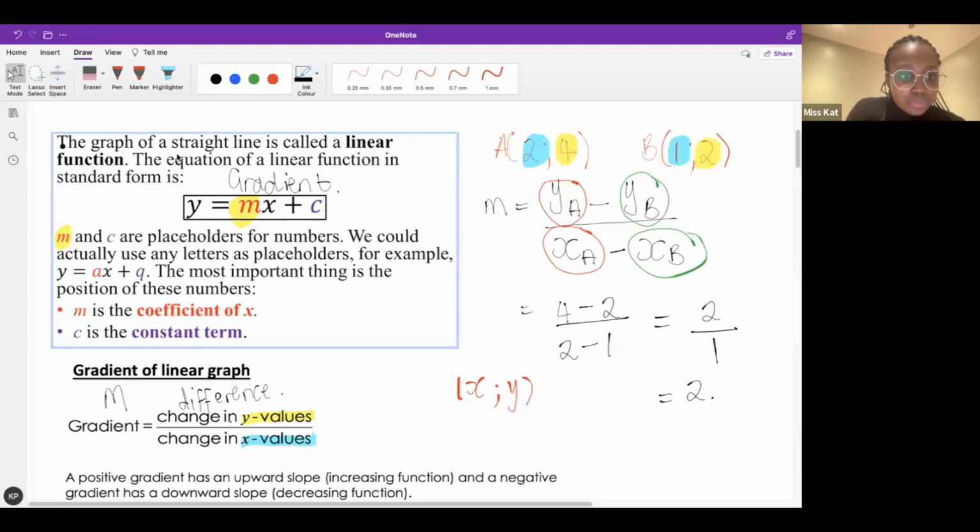I saw a question. Kwezi, the x points are always first. That's how we write coordinates, remember? Look over here. We always write the coordinates x first and then y. It's never the other way around. Okay. So that's how we always write coordinates. That's how you know. Yes, Kwezi.